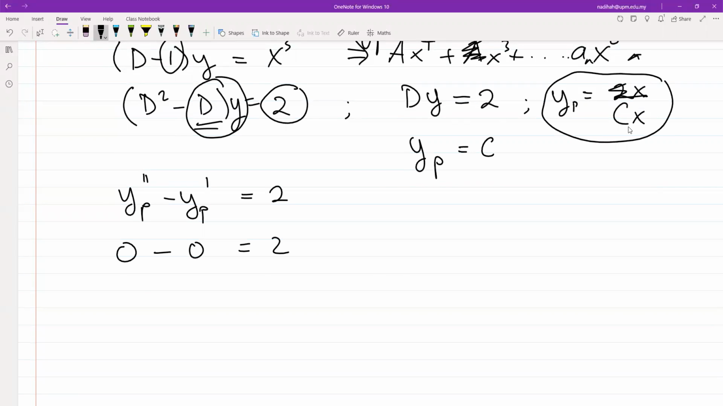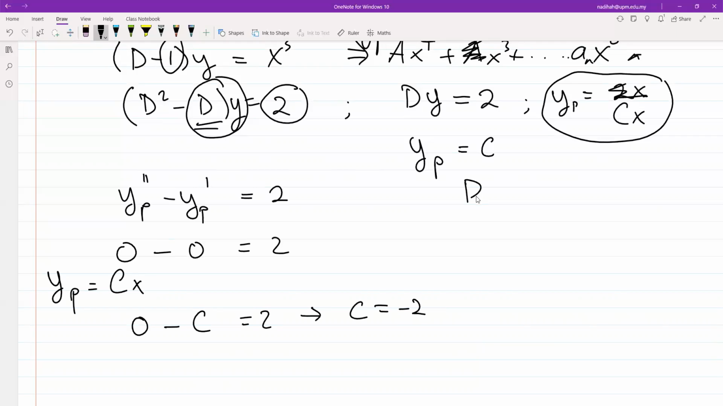So it's x. So in this case, kalau saya buat balik, saya kata yp sama dengan C of x. So yp double prime is 0 minus C equals to 2. The same thing will happen. So we say C equals to minus 2. Okay, let's say another, yang sekali lagi saya cuba.